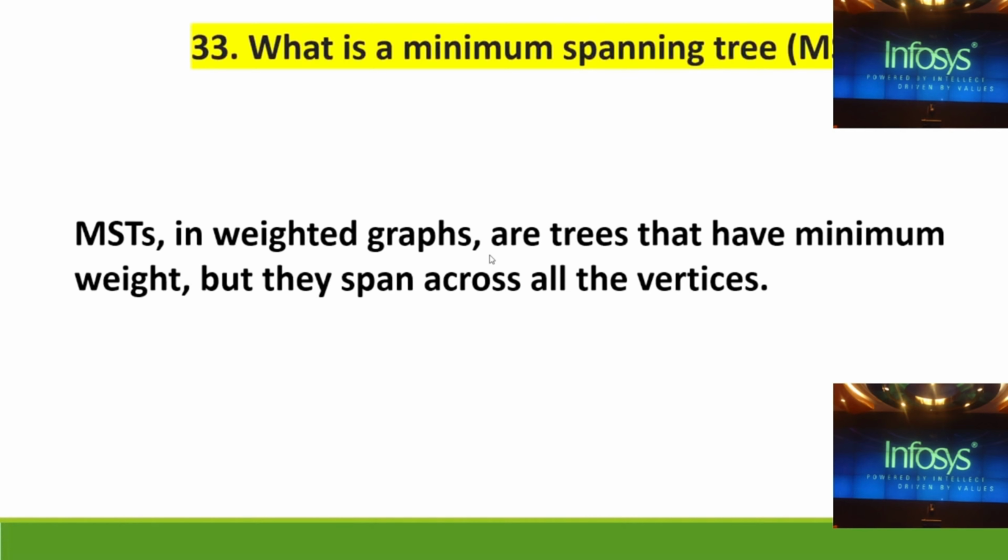So what is the minimum spanning tree? A minimum spanning tree is, in weighted graphs, a tree that has the minimum weight but spans across all vertices. There is a root node, a left subtree and a right subtree. Then you can join the left subtree, root node and right subtree. Then you can find the unwanted edges, so that finally you get the minimum spanning tree, depending upon weights. So the 33rd question is completed.